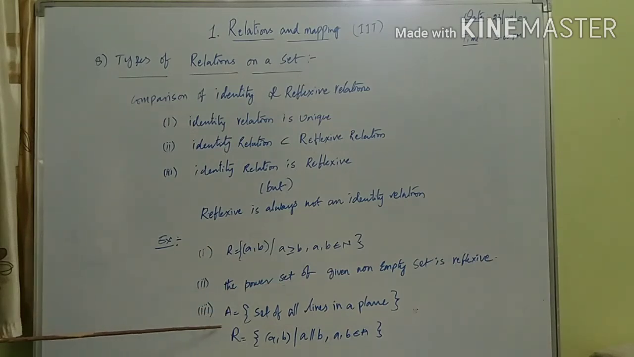Next, the third one. A equals the set of all lines in a plane. In a plane we can draw different types of lines. Some of the lines are perpendicular, some are parallel, and some are different from each other. Here it is a relation R, (a, b), such that a is parallel to b. This type of relation is called a reflexive relation.